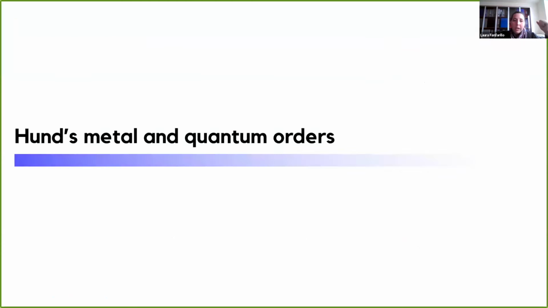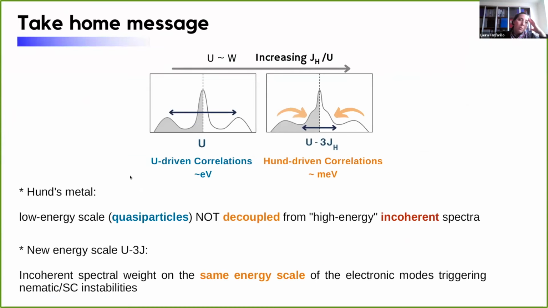So in conclusion, the take-home message of my talk is that an important property of the Hund's metal, with respect to a correlated metal in which correlations are driven by U, is that there is not a clear separation of the high energy Hubbard bands physics and the quasi-particle peak.